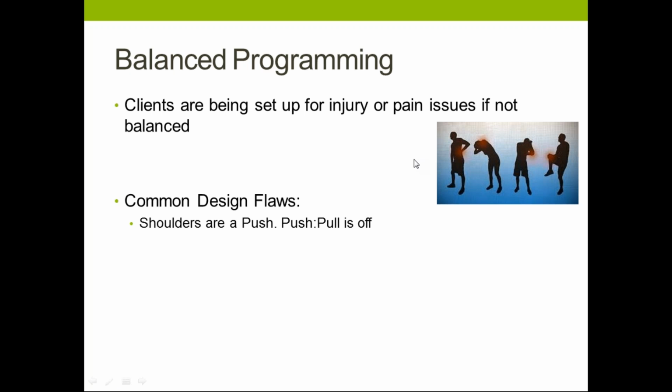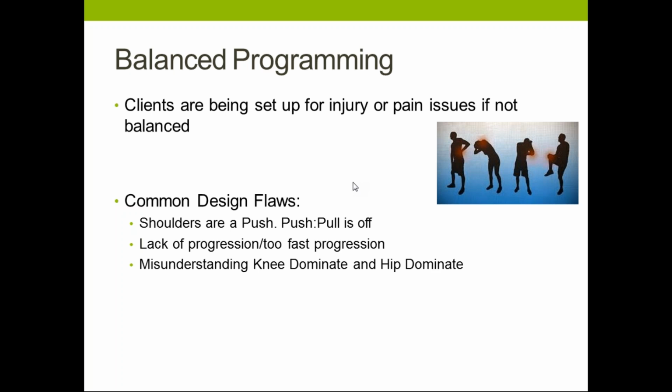Common design flaws we usually see in training protocols is that sometimes people forget shoulders are a push movement. So when you're looking at your push-pull ratios in your programming, understand that if you're doing a shoulder press, that's still considered a push. So you're going to have to get a pull again to counter that movement, okay? Because we typically want that 1-to-1 ratio. Sometimes we see lack of progression, or sometimes there's too fast of progression, okay? So don't be afraid to move your clients up when it's necessary, but don't move them too fast either, because that's just another chance of injury as well, okay? So just be careful with your progressions.